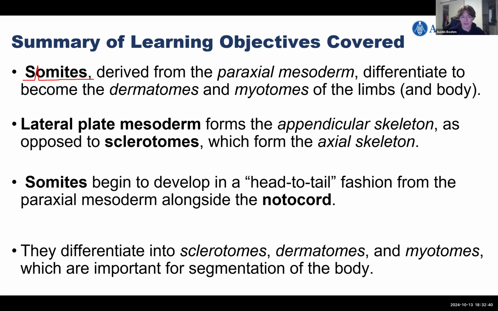Another note for those somites is that they start in a head to tail fashion, or cranial to caudal, and they're happening alongside the notochord, which is a structure that's really only in the developing embryo. It does have a remnant in adults, which is the nucleus pulposus, the squishy part of your intervertebral discs. That's really all it becomes. And lastly, those somites are going to differentiate into sclerotomes, dermatomes, and myotomes. Those are important for segmentation in the body and the development of different layers, and for being able to trace those back to midline.